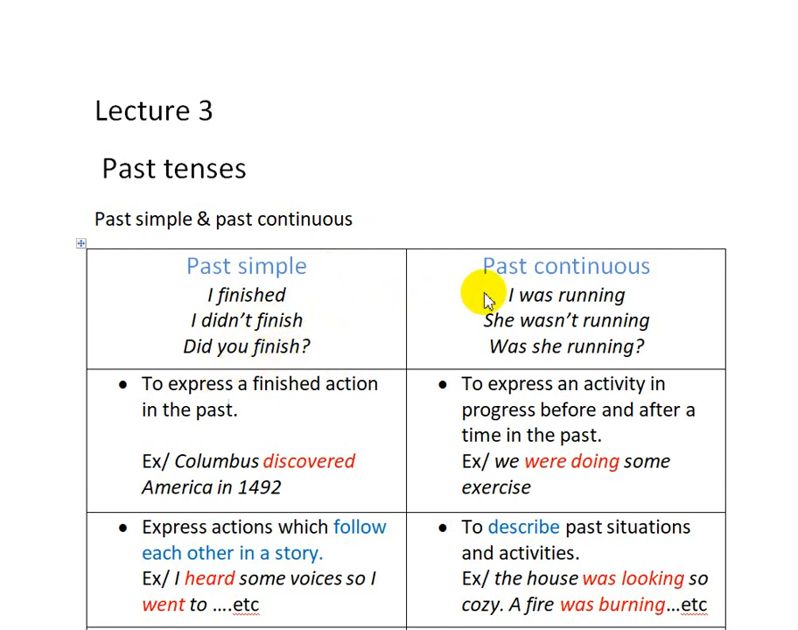So what's about past continuous formula? It consists of subject plus was or were plus verb plus ing. So for example, I was running, she was running, she wasn't running. This is in negative. And in the questions, was she running? Okay, and you can replace or make other questions. For example, where was she running, or what was she doing, okay.